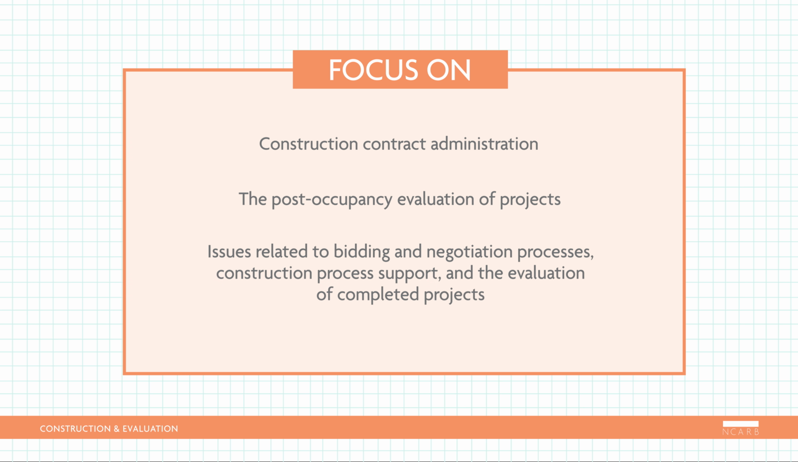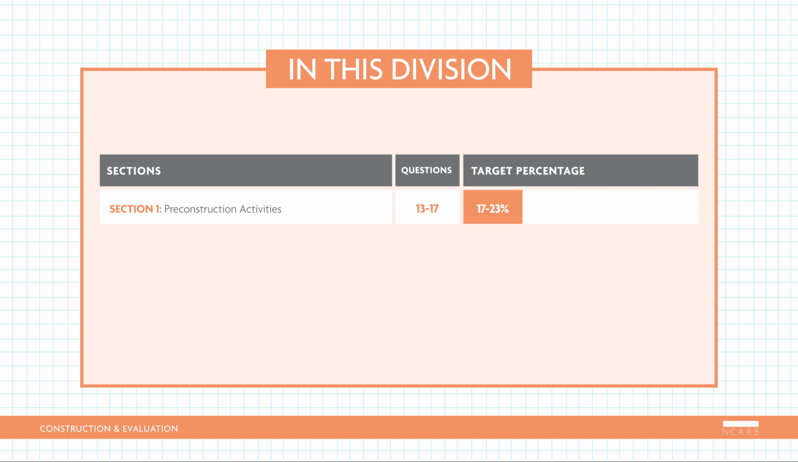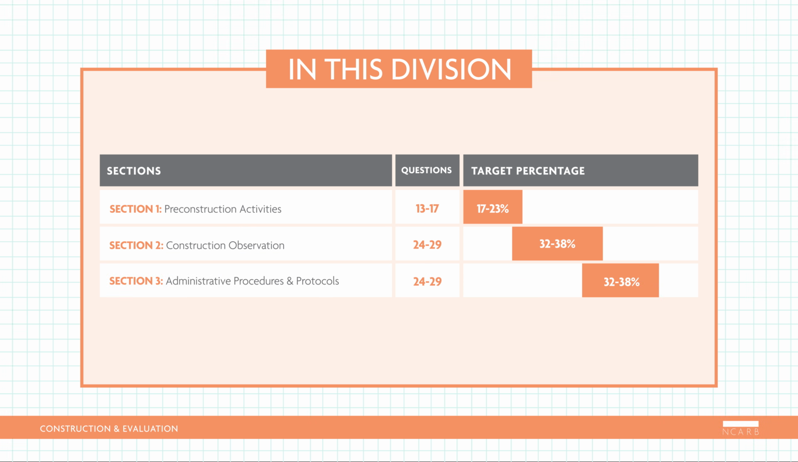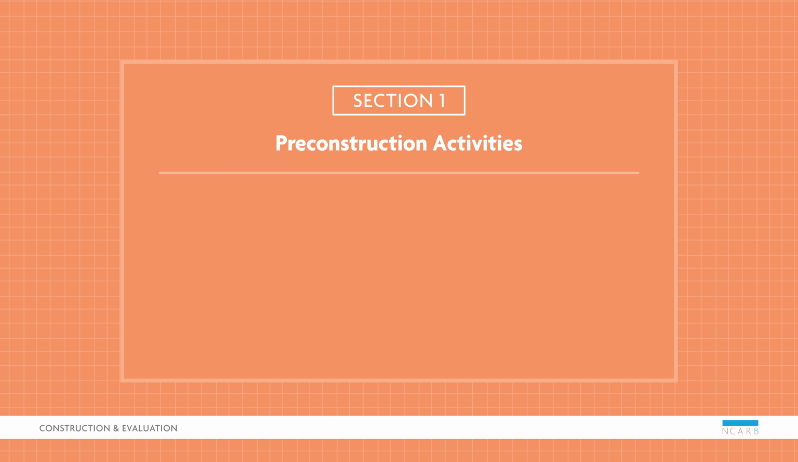You'll also focus on issues related to bidding and negotiation processes, construction process support, and the evaluation of completed projects. You'll have 3 hours to answer 75 questions in this division, which includes sections on pre-construction activities, construction observation, administrative procedures and protocols, project closeout and evaluation. In the pre-construction activities section, you'll focus on construction planning and activities that occur prior to the start of construction. Let's look at a sample question.